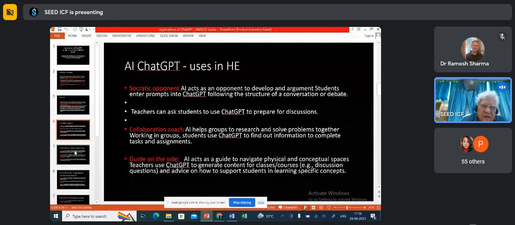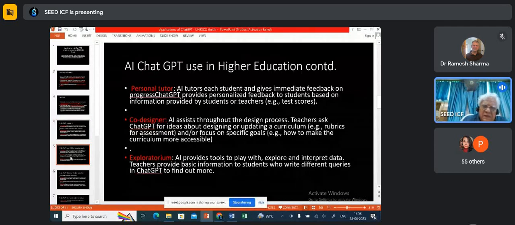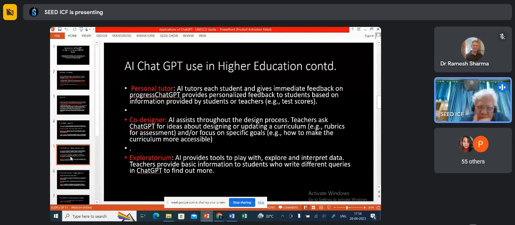So that's a kind of positive aspect of using ChatGPT in this way, and that could be considered. There's also the personal tutor. There are several software, Dr. R.C. Sharma might have shared with you. Many of the tech companies have come up in this area and try to share with you how it can be used. This personal tutor kind of software, which UNESCO has looked into and suggested, could be used as a tutor for each student and gives immediate feedback on the progress.